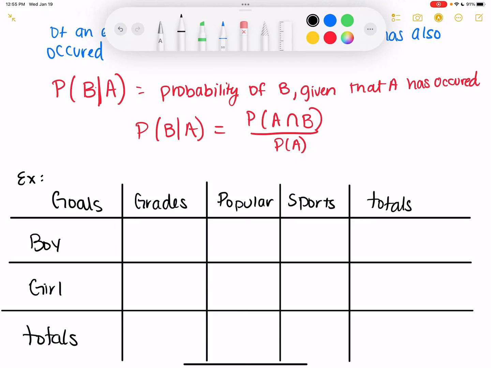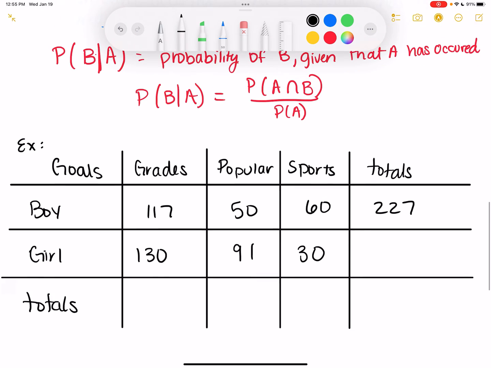And then going across, starting with boy and going all the way across: 117, 50, 60, 227. Girl: 130, 91, 30, 251.